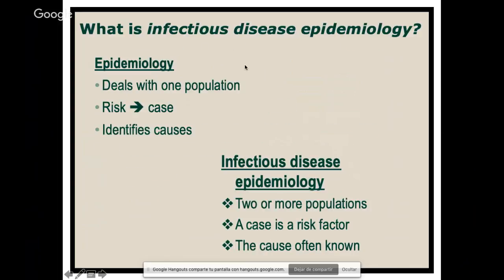So, what is epidemiology? What does epidemiology do? It deals with one population or more, also takes care of the risks and the cases, and also identifies the causes. The epidemiology of infectious disease takes care of two or more populations, studies how a case can also be a risk factor, and also studies the cause, which is often known.